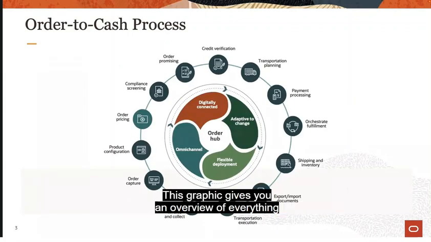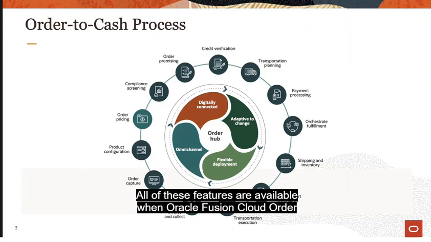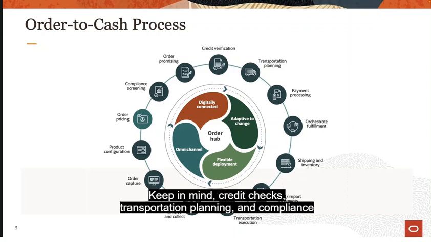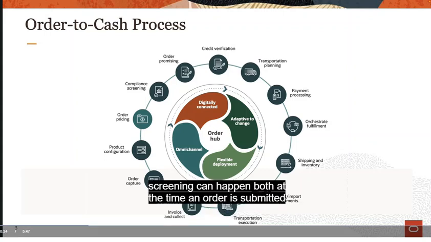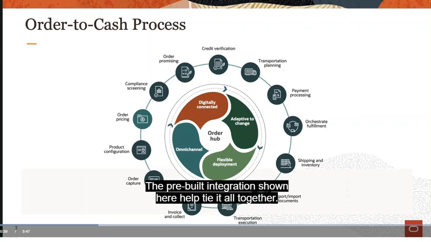This graphic gives you an overview of everything included in the order-to-cash process. All of these features are available when Oracle Fusion Cloud Order Management is connected with other Oracle Fusion Cloud SCM applications. Keep in mind, credit checks, transportation planning, and compliance screening can happen both at the time an order is submitted and again during fulfillment. The pre-built integrations shown here help tie it all together.